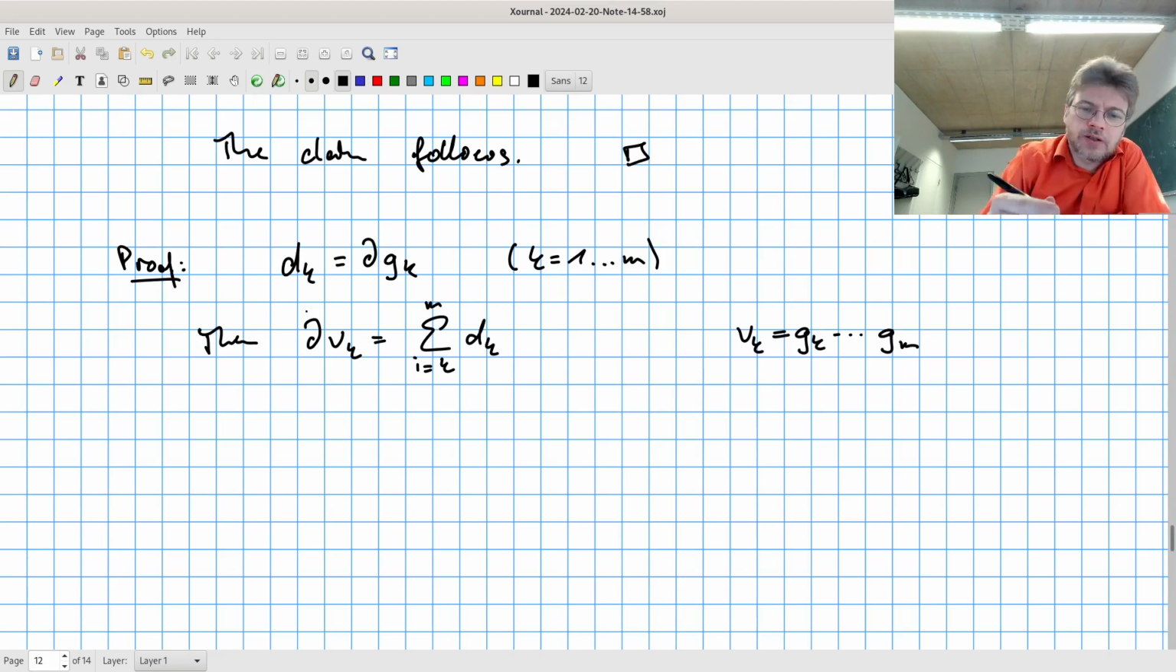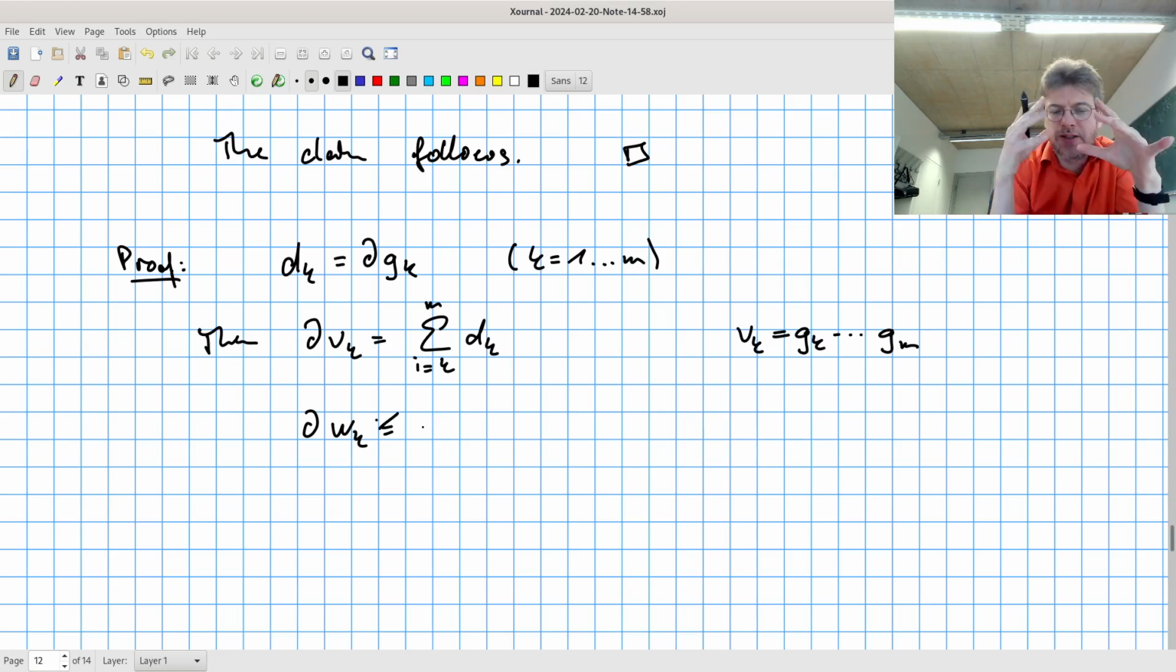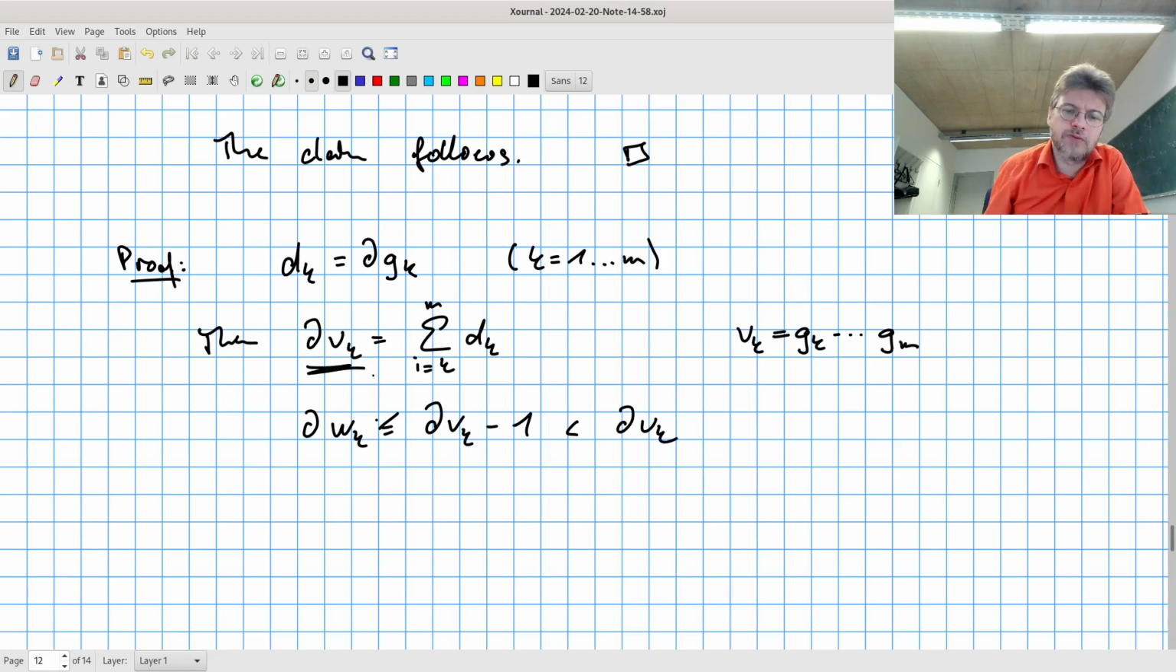And I can also say something about the degrees of the w's. I can't really say this exactly, but I can bound it. They are essentially the derivatives of the v's up to factors that appear in the sum, but the factors have no influence on the degree. So this is bounded by the degree of v_k minus 1, so it's certainly smaller than the degree of v_k. So this is the bigger one, and we should focus on this.